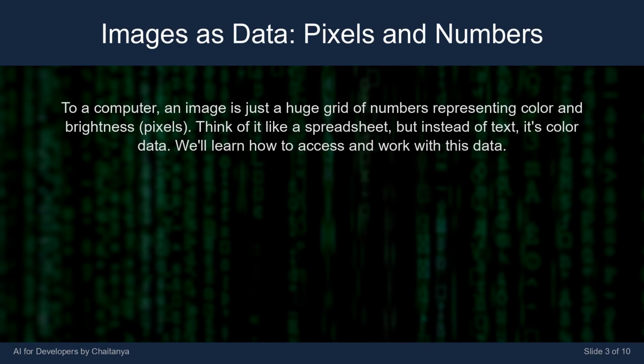To a computer, an image is just a huge grid of numbers representing color and brightness. Pixels. Think of it like a spreadsheet, but instead of text, it's color data. We'll learn how to access and work with this data.